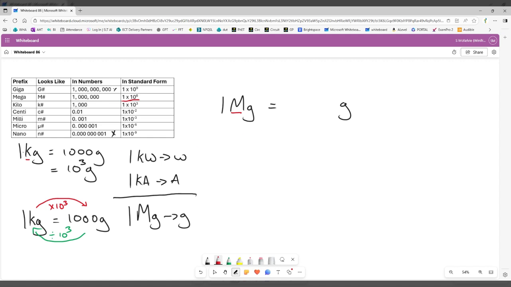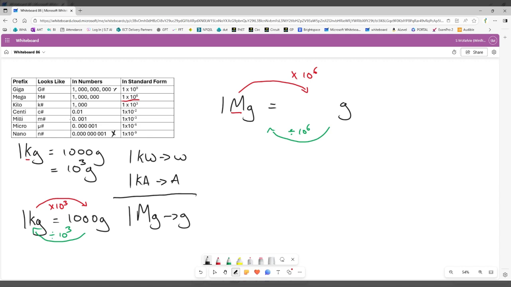So how did I turn that 1 kilogram into 1,000 grams? I multiplied it by the kilo prefix, 10 to the power of 3. How do I turn this megagram into grams? I multiply by the mega prefix, or the 10 to the power of 6. If you're asked to turn grams into megagrams, you divide by the standard form, 10 to the power of 6. And it works the other way too.